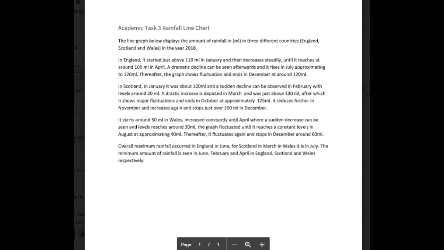Okay, the first one is the rainfall line chart. It's really helpful if you can include it in your answer so that I can refer to it when I correct. Okay, let's see. The line graph below, well, it's not below actually, the line graph displays the amount of rainfall in millimeters. There's no reason to put that in parentheses, okay? In 3 different countries, England, Scotland, and Wales, in the year 2018.